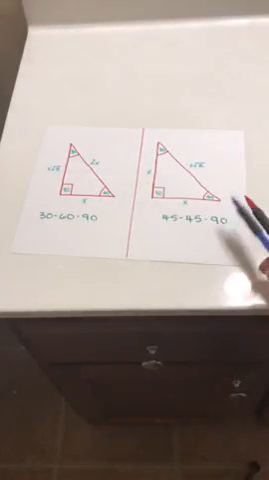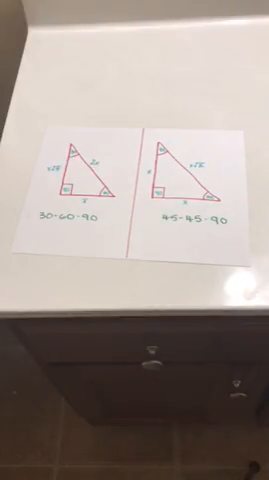Now if we look at the 45, 45, 90, both legs of the right triangle equal x, while the hypotenuse is x square root of 2. Now I'll use these theorems to find the missing lengths of right triangles.